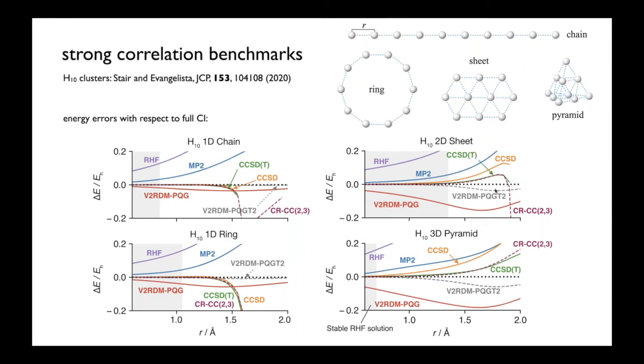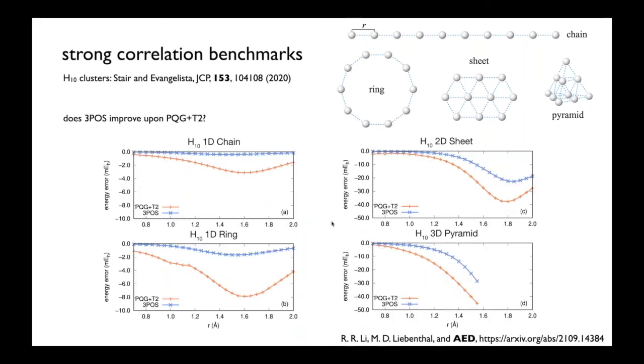So for this reason, we became very interested in these 2D and 3D systems, and we wanted to understand if full 3-positivity would clean up this situation. So here I'm just plotting errors from full 3-positivity versus PQG plus T2. And I see, yes, in the case of the 1D chains, the 3-pos gives an even more exact looking result for both the 1D chain and the 1D ring. But then in the case of the 2D sheet and 3D pyramid, I get an improvement over PQG plus T2, but it's not quite as much as I would have expected. I still have errors on the order of 20 or 30 millihartree for the 2D sheet or the 3D pyramid.